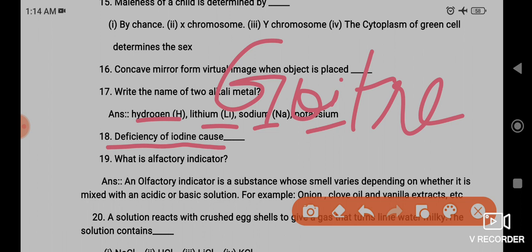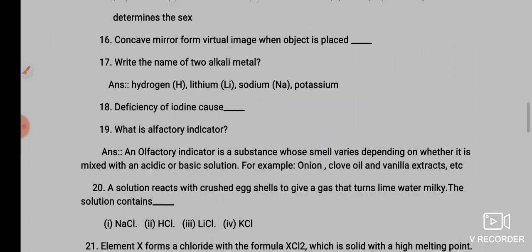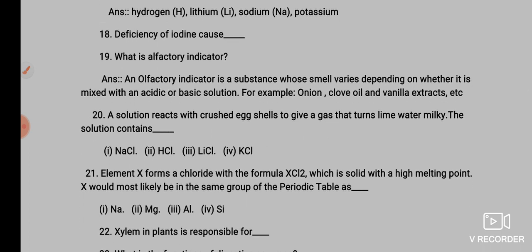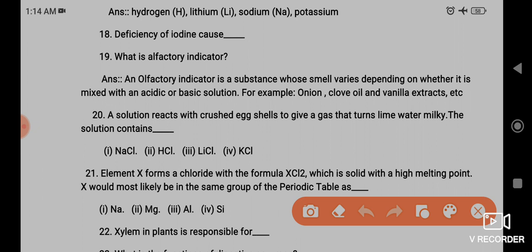An olfactory indicator is an indicator which indicates with the help of smell. Some kind of smell changes when it reacts with acid or base. You can read out the definition here. An olfactory indicator is a substance whose smell varies depending on whether it is mixed with an acid or base. So on the basis of smell we can determine whether it is reacting with acid or base. Some simple examples are onion, clove, vanilla extract, etc.